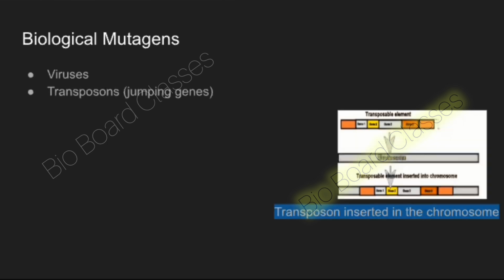Living organisms can also cause mutations. Some viruses insert their genetic material into host DNA. If this insertion disrupts a gene or regulatory region, it can cause disease. Additionally, transposons or jumping genes can move within the genome, sometimes interrupting important genes.